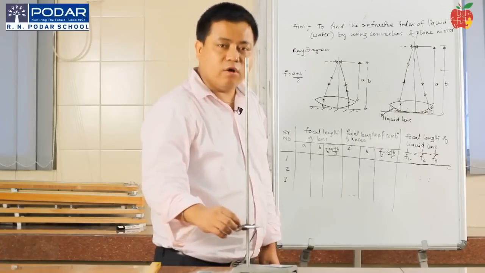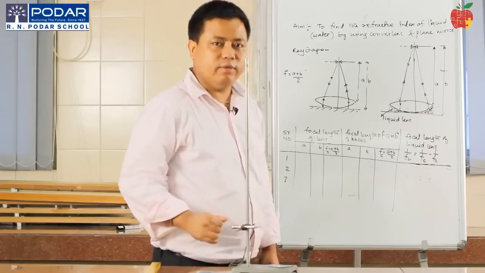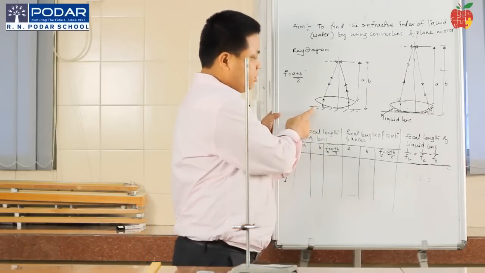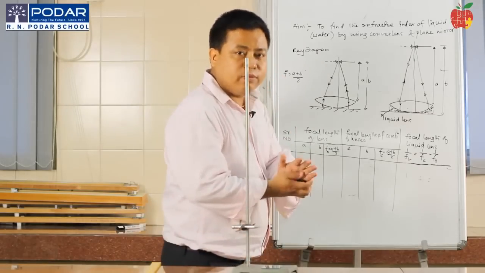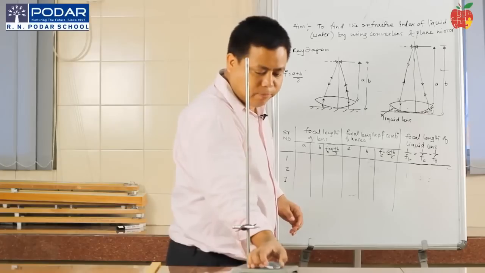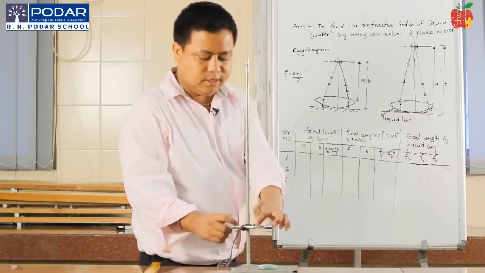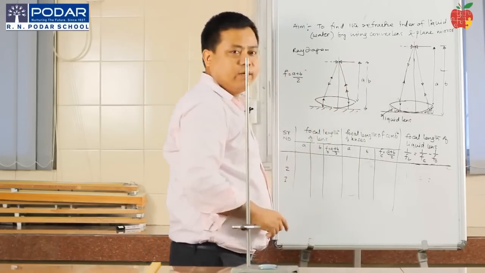This is the object needle, and with the help of this needle we will find out the position of the image. First, the ray diagram is this. We will place only the plane mirror. On top of the plane mirror, we will keep this particular lens, and we will move the needle over here and locate the object and the inverted image.